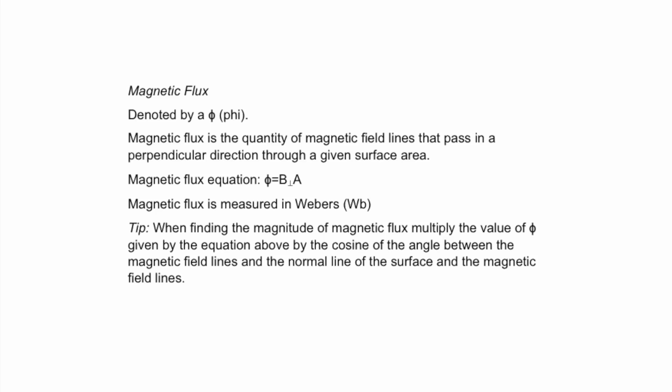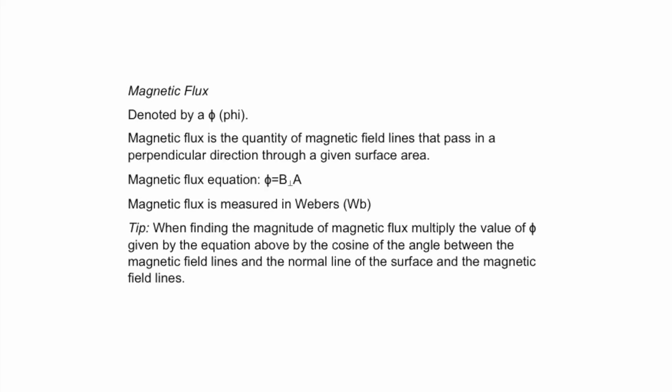Well, what is magnetic flux? Flux is denoted by the Greek letter phi. Flux is the quantity of magnetic field lines that pass in a perpendicular direction through a given surface area. The equation for magnetic flux is the magnitude of the magnetic field lines that are perpendicular to the surface times the surface area. Magnetic flux is measured in Webers.